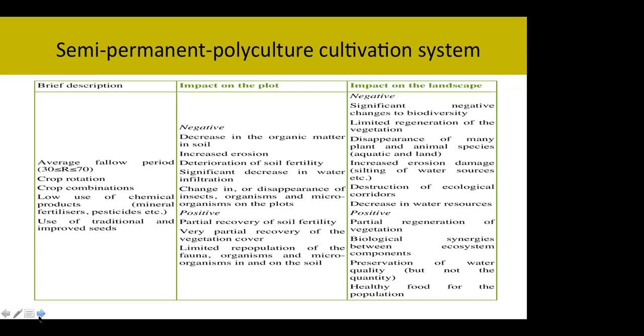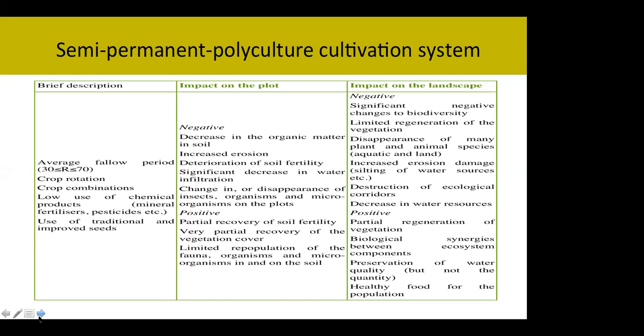But on the landscape, if we look at it on the bigger picture, what are the negative impacts of this type of system? The negative impact is significant negative changes to biodiversity because now there's use of chemical fertilizer and mineral fertilizers and chemical pesticide. So biodiversity is beginning to be lost in the farm. Then there's limited regeneration of the vegetation because now a lot more intensive farming is being done. Then there's disappearance of many plant and animal species because now there's use of all these synthetic products. Increase of erosion damage, silting of water resources, destruction of ecological corridors because now the fallow period has reduced and there's increase in production. There's decrease in water resources that are available for farming.